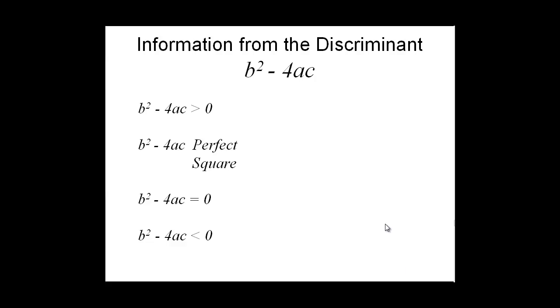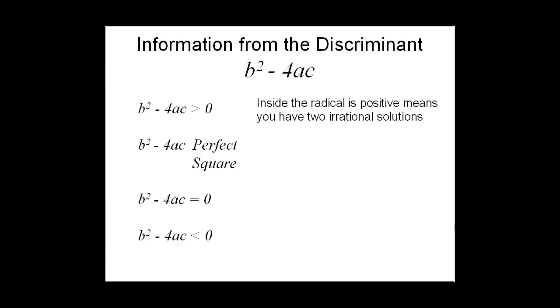Now the discriminant is something that gives you more information. B squared minus 4AC, that's what's under the radical. If it is bigger than 0, then you have 2 solutions, because under a radical gives you a plus and a minus, and they're going to be irrational. If B squared minus 4AC is a perfect square, you're going to have 2 rational solutions, because you can square root perfect squares. They're just rational numbers. If it's equal to 0, you're going to add and subtract nothing, so you're just going to get one answer.